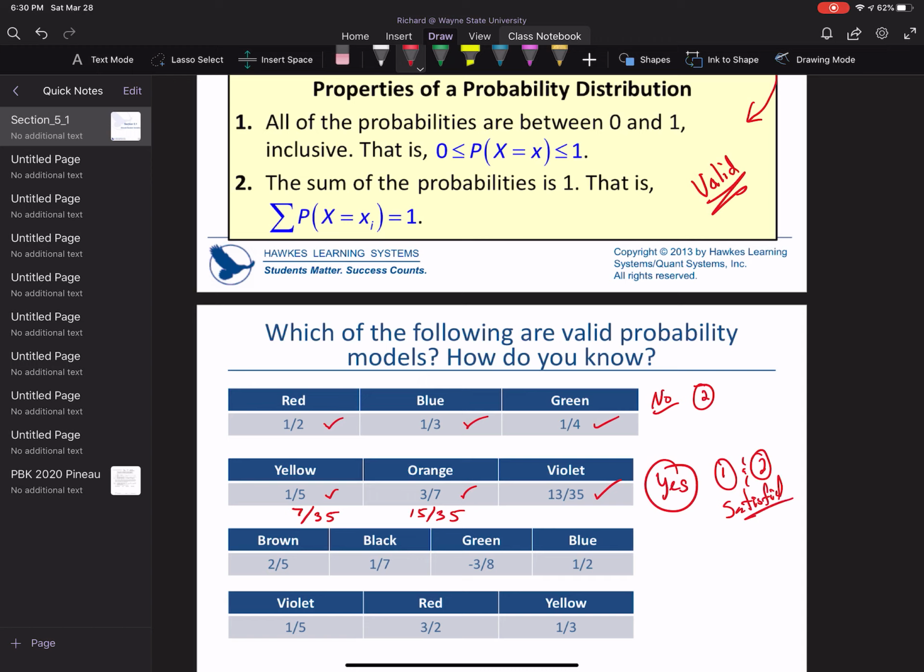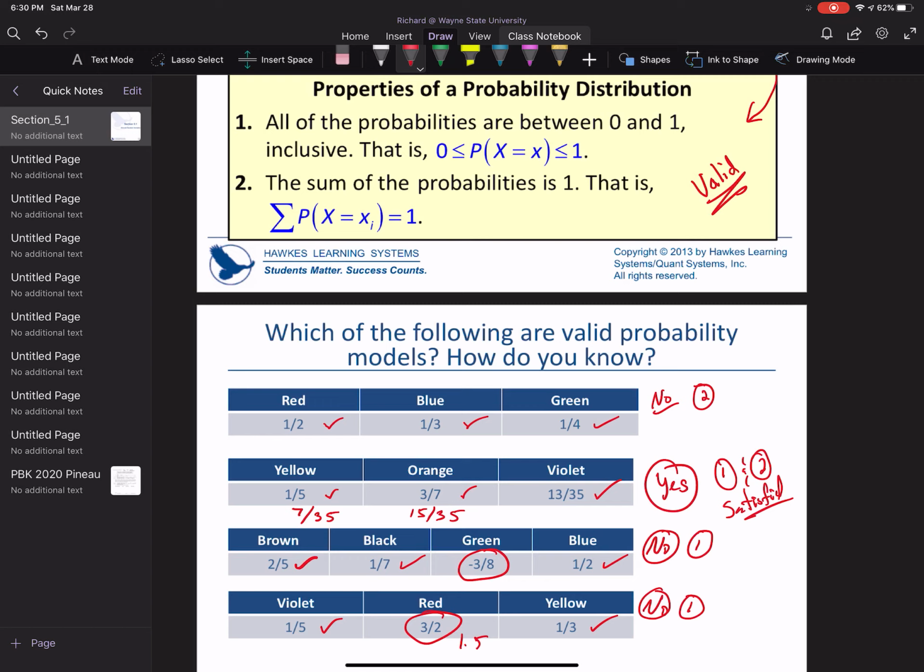Okay. How about the third one here? Very subtle. Did you notice -3/8, right? All of these other probabilities are between 0 and 1, but -3/8 is not. Okay, so this is a no, as it violates rule number 1. And if you look at the last one here, 1/5 and 1/3 are okay, but 3/2 is not, right? 3/2 is 1.5. That's clearly more than 1. So this violates rule number 1, which says the probabilities have to be between 0 and 1.